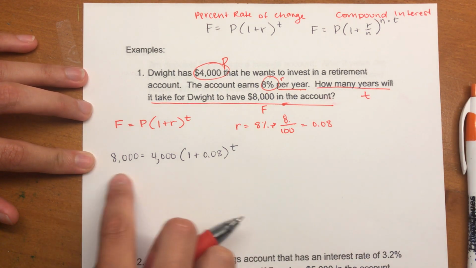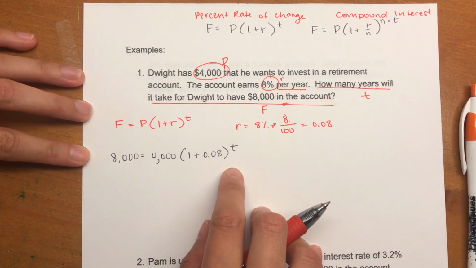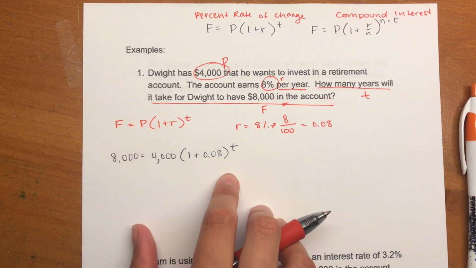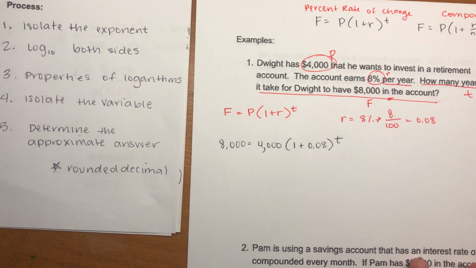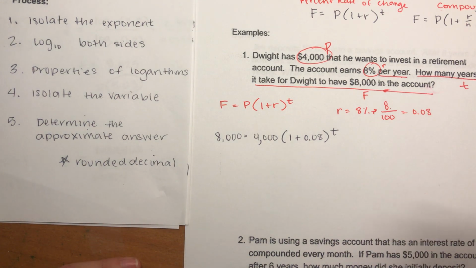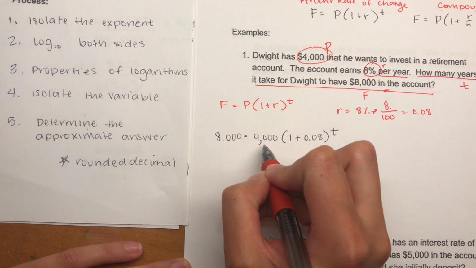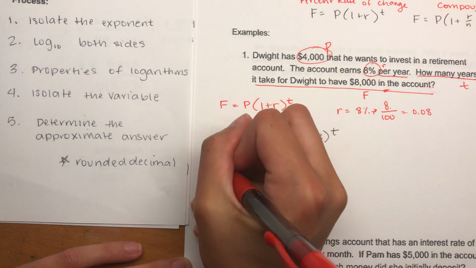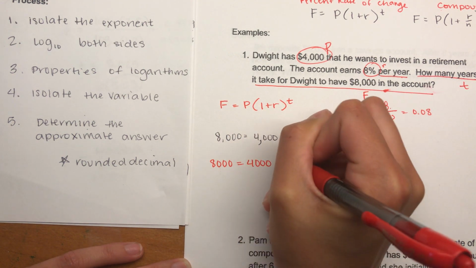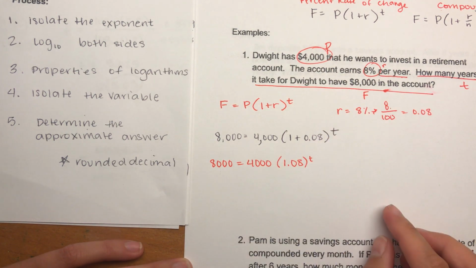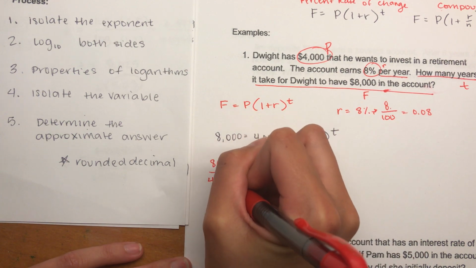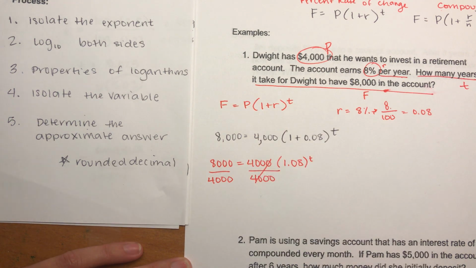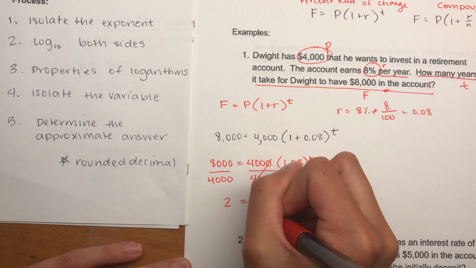Now that we have this equation, this looks like something we did in lesson 17, so make sure you've completed lesson 17 first before this one. We're going to use our steps from lesson 17 to solve this equation. Step 1 from yesterday was to isolate the exponent. We would rewrite this first, so we really have 8,000 equals 4,000 times 1.08 to the t. So we're simplifying first. Now we're going to isolate our exponent. I'm going to divide both sides by 4,000, and 8,000 divided by 4,000 will be 2 equals 1.08 to the t.